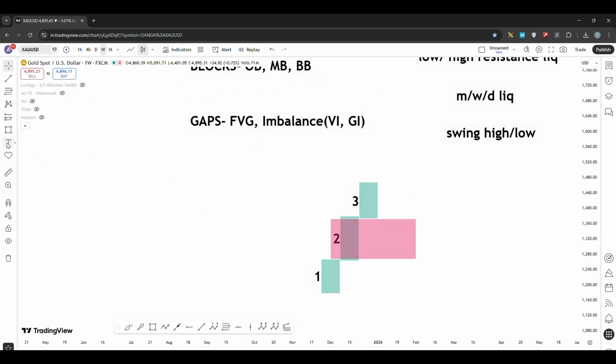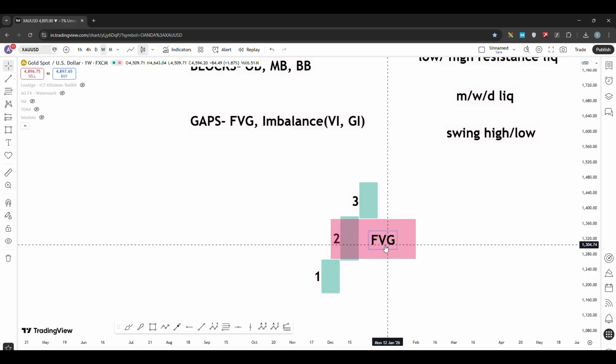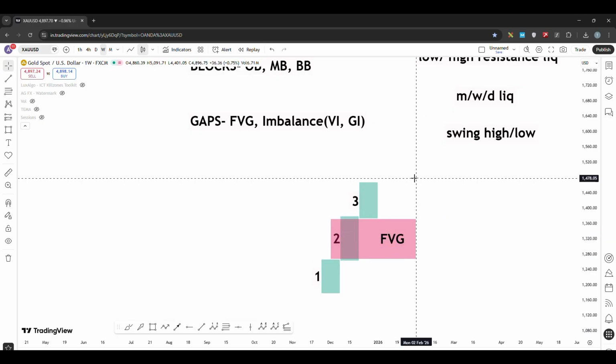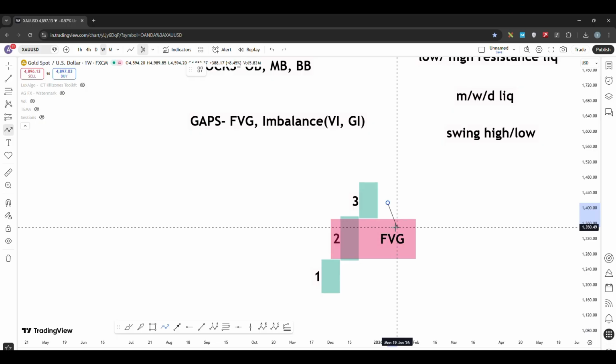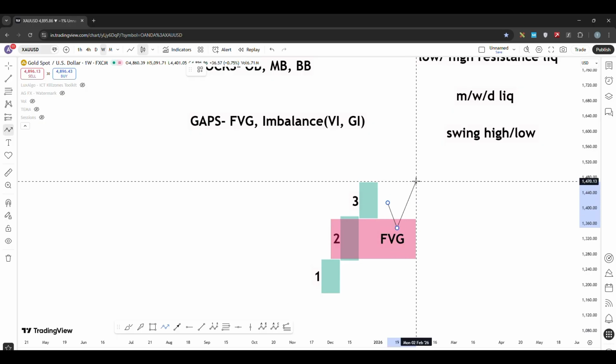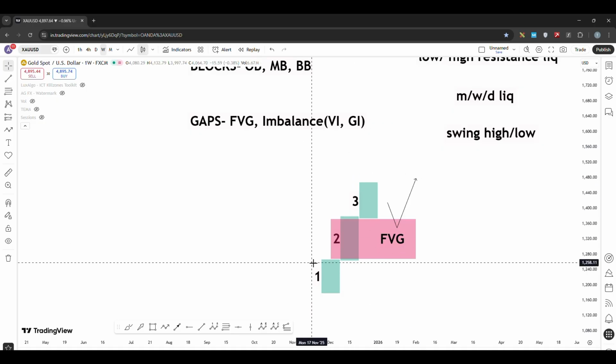Okay, what is it called? It's called a fair value gap. Okay, represented by FVG. So the concept is that whenever market creates fair value gaps, market will come down to fill this gap, and then it will continue its trend. Okay, now this is for bullish market.